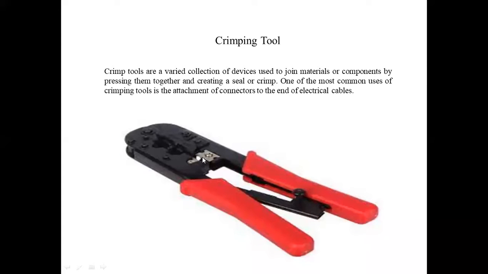Now look at the diagram or the picture that is shown on your screen at this part. The silver blade is used to cut the wires. And these are the two parts which are used to crimp the wires in the connectors. Clear? One of the most common uses of the crimping tool is the attachment of connectors to the end of electric cables. So this is all about the crimping tool.